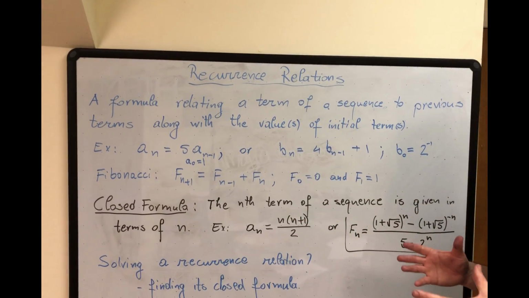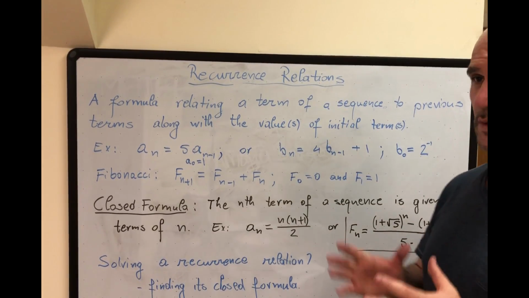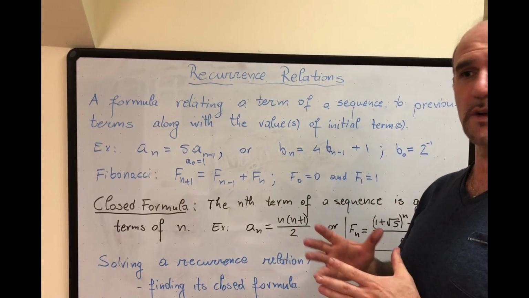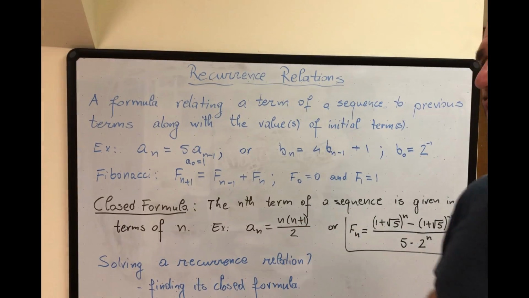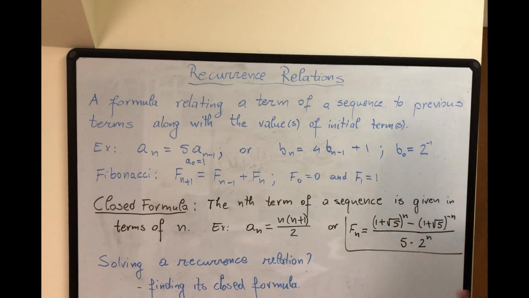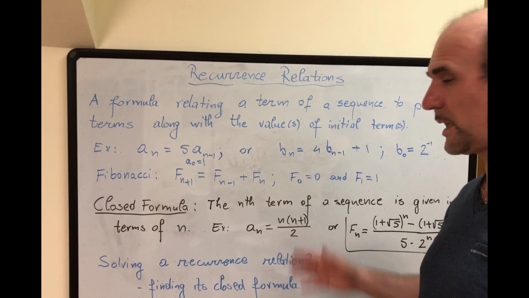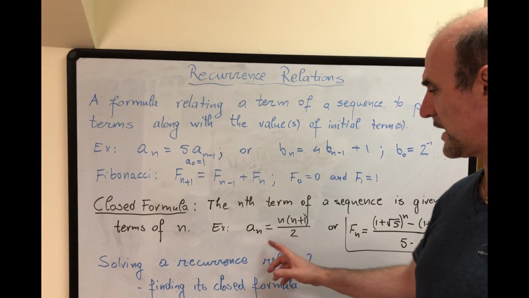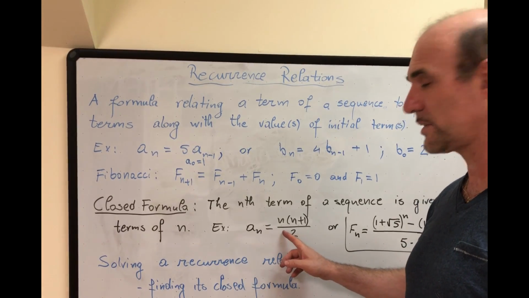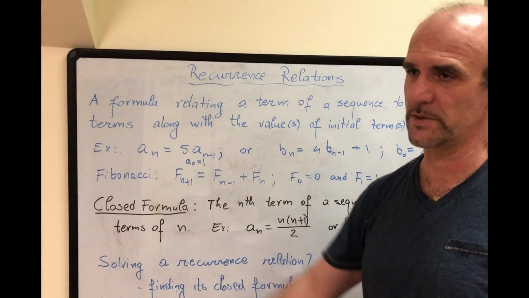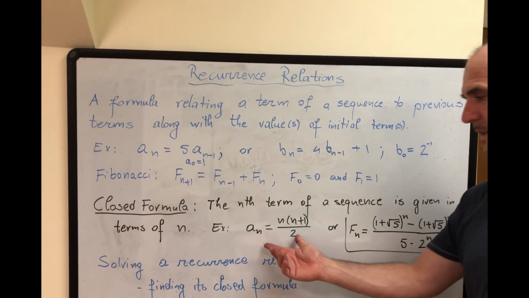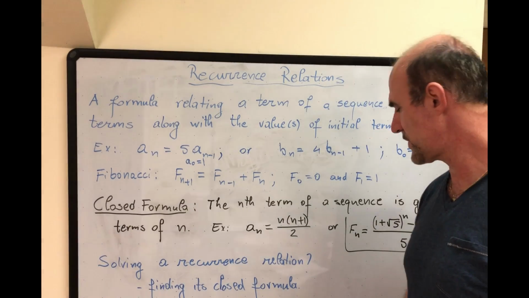A closed formula is when the nth term of a sequence is given in terms of n. So, in order to find the value of the term in a certain position, all you need to know is what the position is, and using this formula you can find the value of the term. So, a of n, for example, equals n times n plus 1 over 2. This is a formula that gives you the nth term only in terms of n, not in terms of previous terms, as was the case with recurrence relations. And by the way, this is the known sequence of triangular numbers.